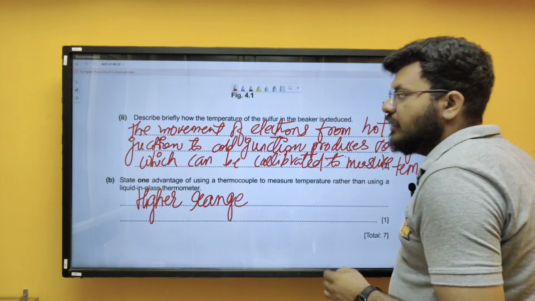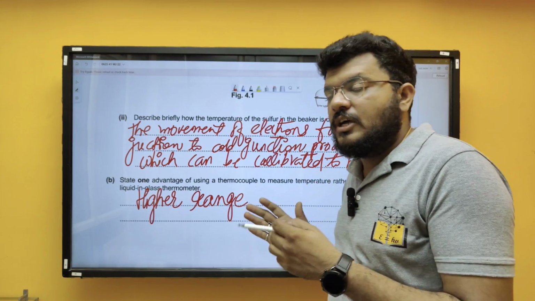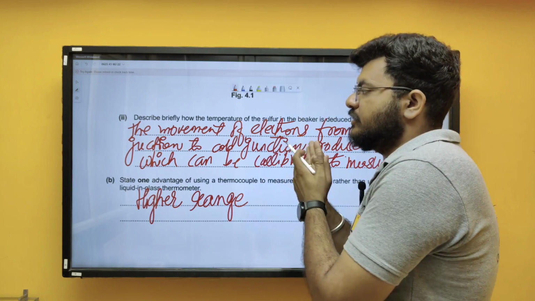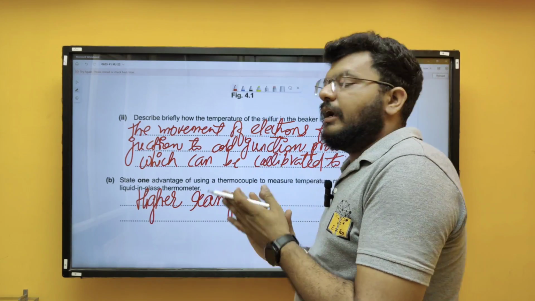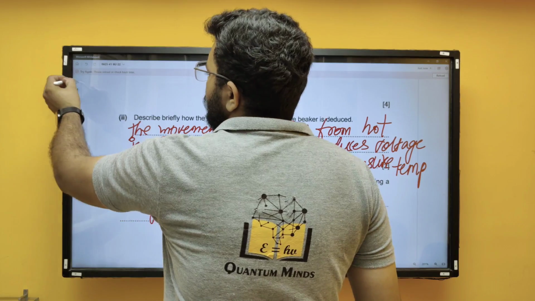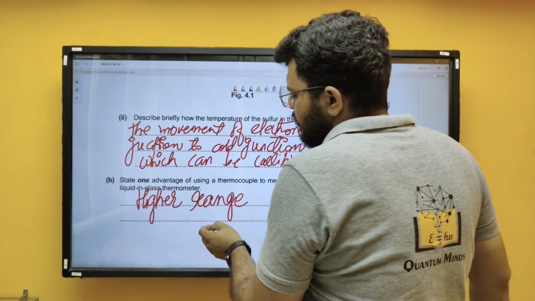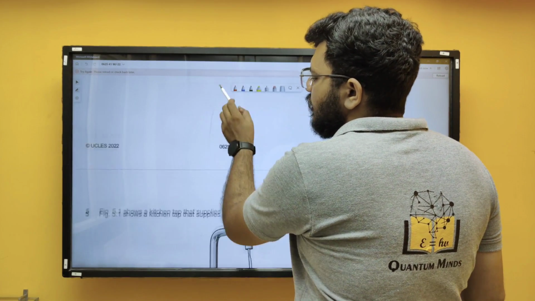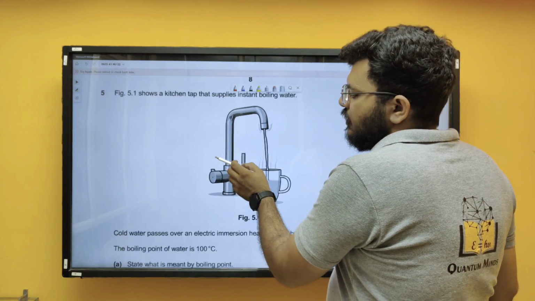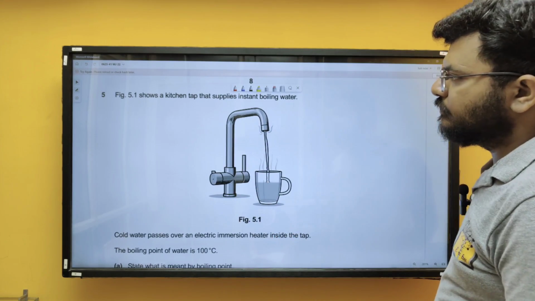As we can already see, it is measuring the temperature difference between 400 degrees Celsius molten sulfur and the environment, which is expected to be at 25-30 degrees Celsius, right? So the higher range is definitely the answer. Then we have question number 5.